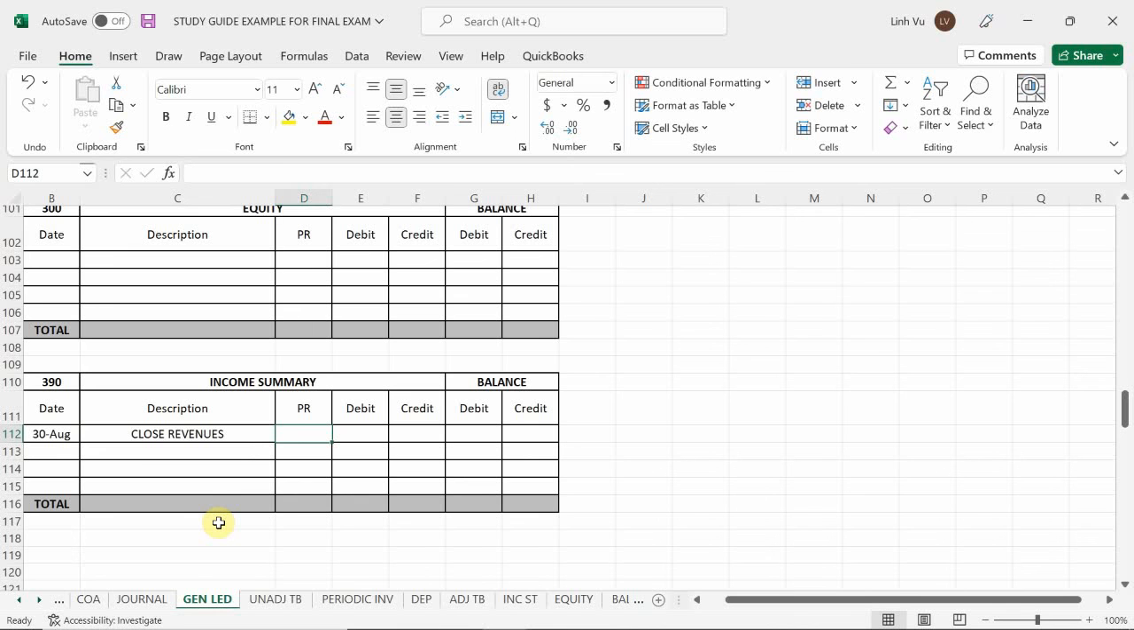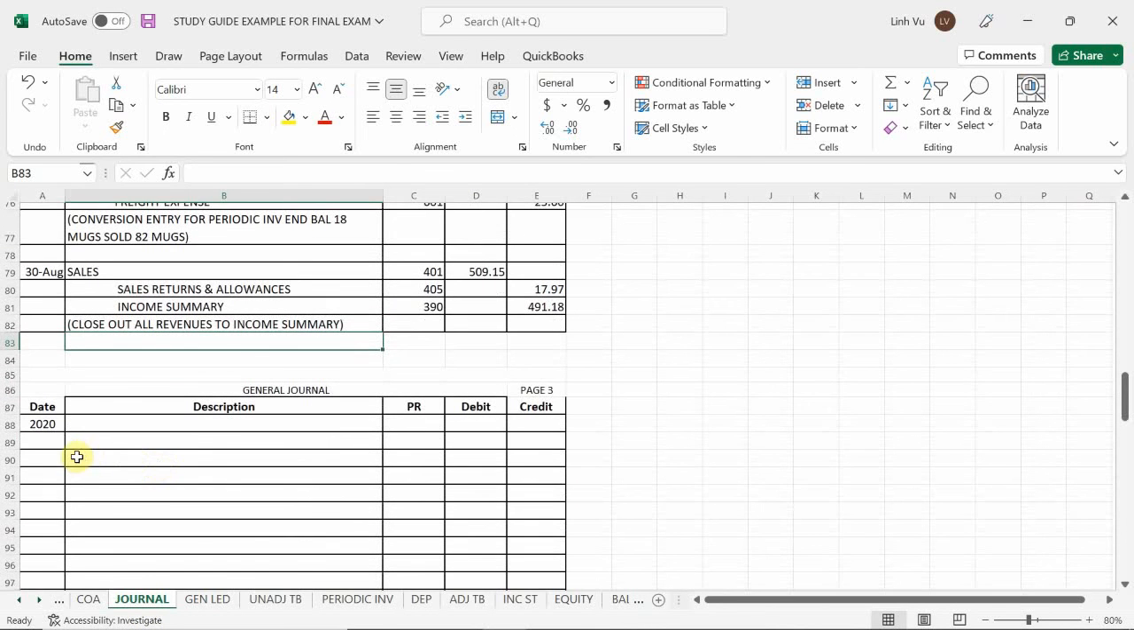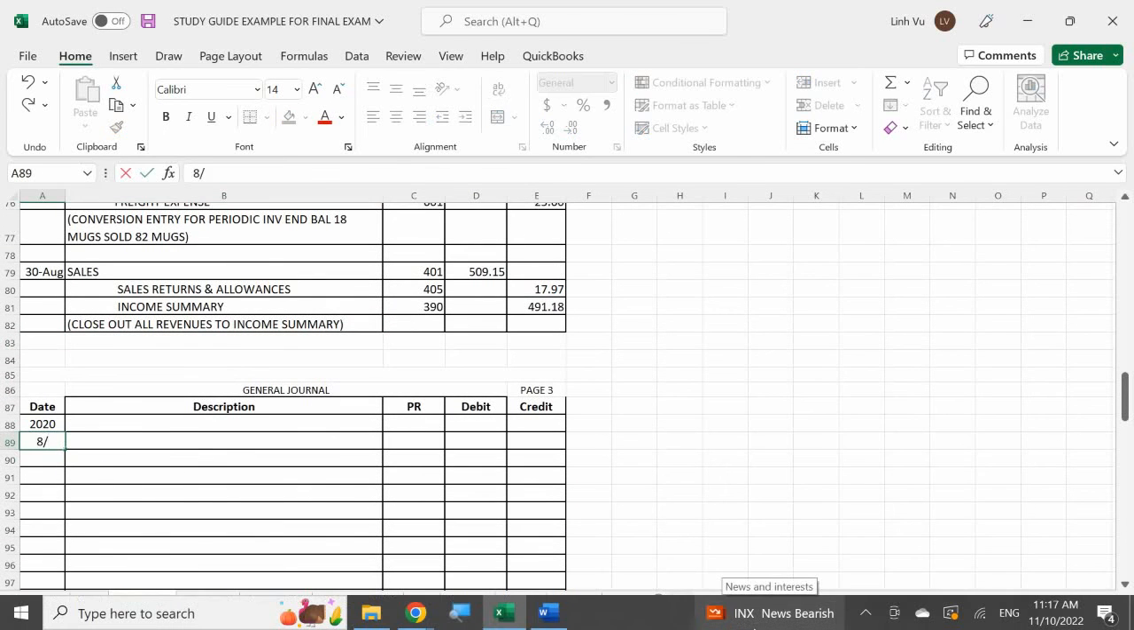We're on page 2 still. What did I credit my account for? $491.18. So therefore, I should have a credit balance of $491.18. All right, now that I closed out my revenues, what is the next thing I need to close out? Your expenses. How do I close out my expenses? You're going to credit every single expense account.